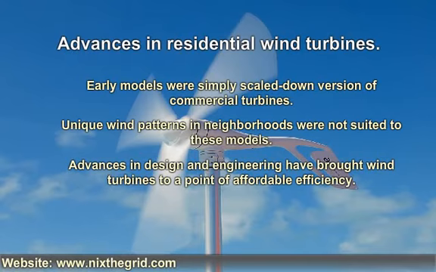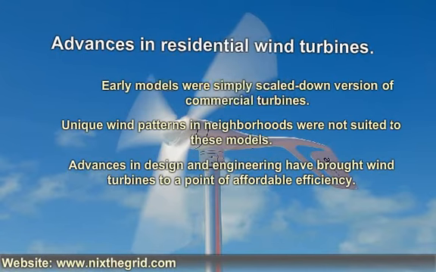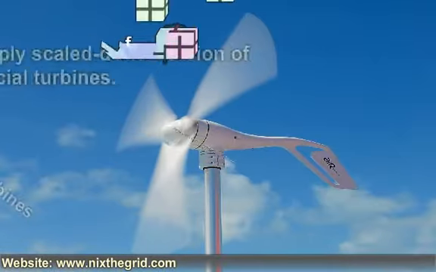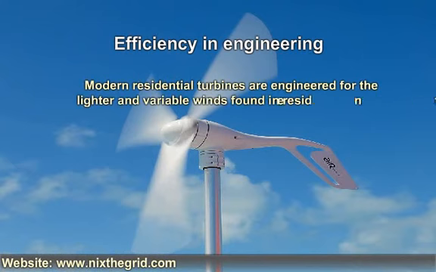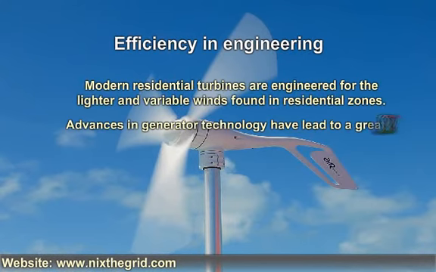Also, to reach the stronger winds that these early wind turbine designs required, they had to be mounted on a large tower to get them above obstructions like homes and trees found in most neighborhoods. In recent years these residential models have been redesigned to take better advantage of these unique wind patterns, and today do a great job of generating quite a lot of power in an average day.